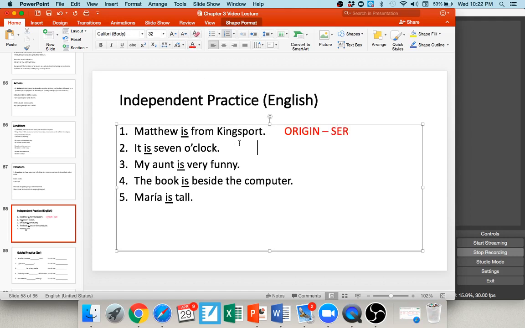Number 2, it is 7 o'clock. And this time we're talking about time. So we're again going to use the verb ser. I want you to take a moment and try numbers 3, 4, and 5 on your own.